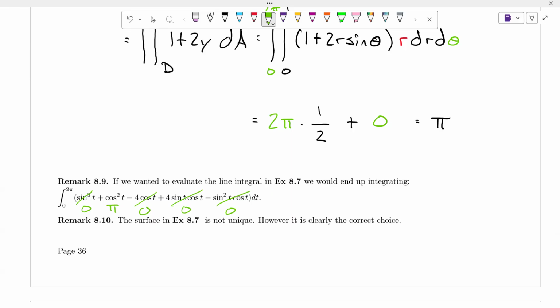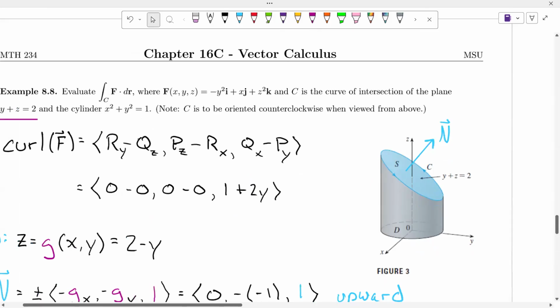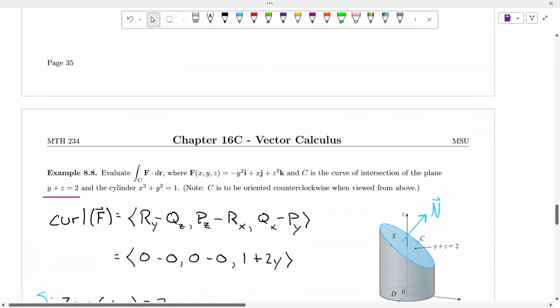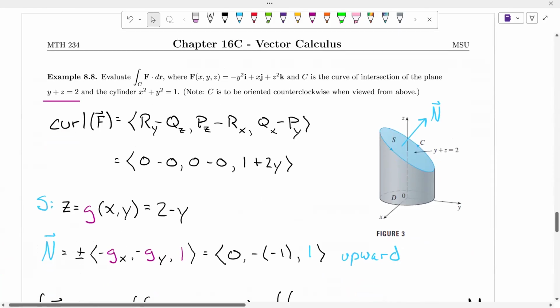Now, the surface in this example is not unique. So what do we mean by that? Well, probably a couple of things. In fact, in both of these two examples, the surfaces that we picked are not unique. All we were told is that C is the curve of intersection between the plane and the cylinder. We weren't told specifically what our surface is. All we know is the curve.